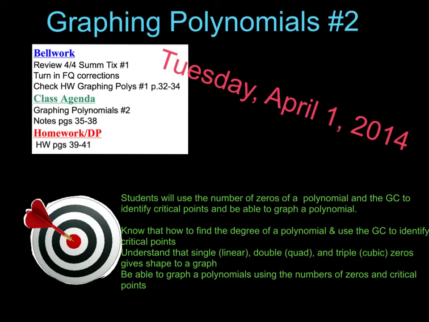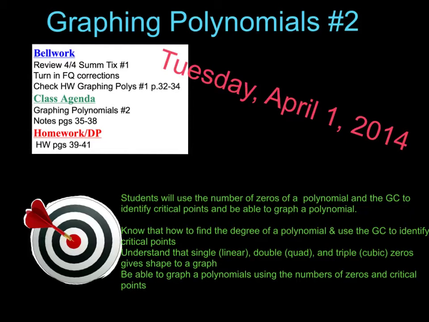Today is Tuesday, April 1st, but not really April Fool's, just April 1st. And today's lesson is on graphing polynomials number 2. You'll begin by doing a review ticket for our summative this Friday. Make sure you turn in your quiz corrections if you are retaking last Friday, March 28th's formative quiz. And you'll also be getting your homework out at the same time to check graphing polynomials number 1.